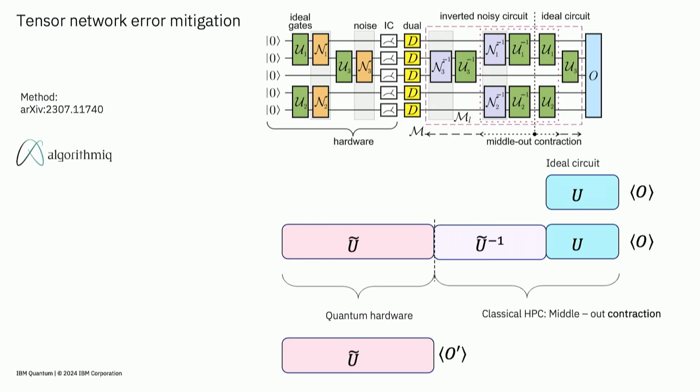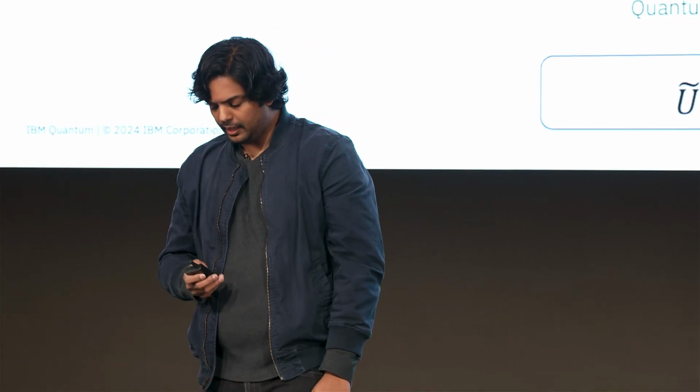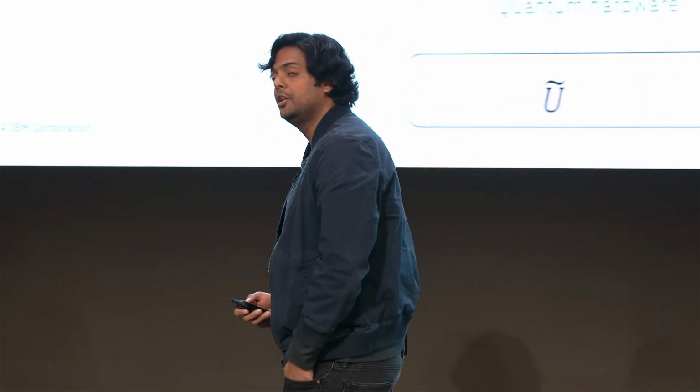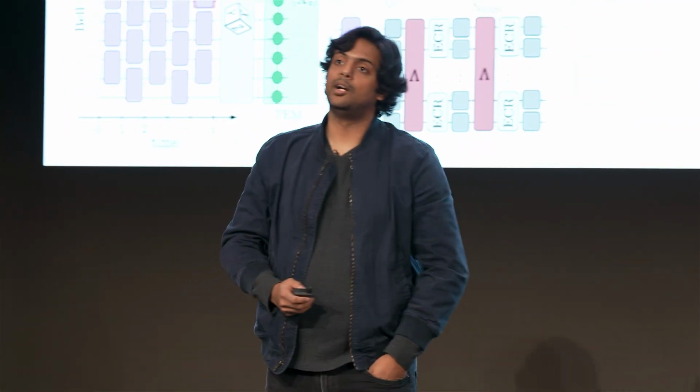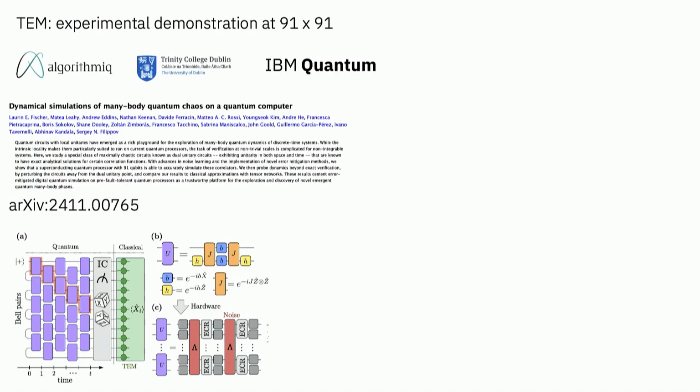So this is a very powerful example now where all of the error mitigation is now taken off into post-processing and can be run on a classical computer. So this was a method proposed last year. This year we had this very exciting collaboration with them and with John Gould's group at Trinity College Dublin, essentially applying this method to circuits up to 91 qubits with a depth of 91, right?